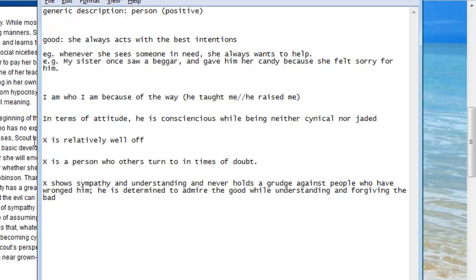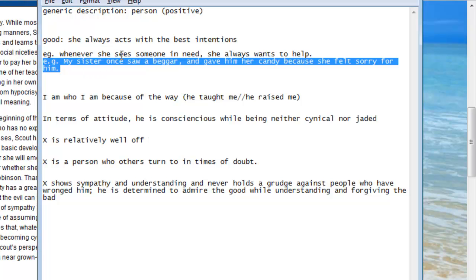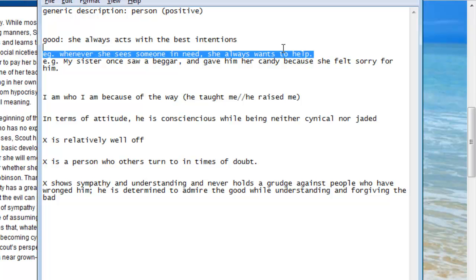Someone is relatively well off. My grandfather is relatively well off. My father is relatively well off. My friend is relatively well off, which means not very rich, but you know, compared to some people, quite rich. Again, after all of these, you might put a good example. Yeah, an example like this, rather than something like this, which is very simple.